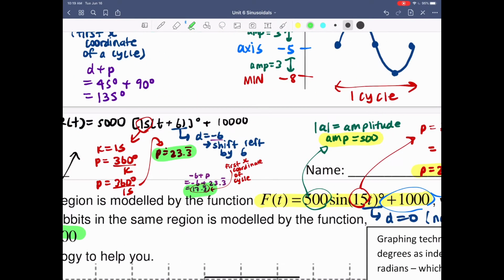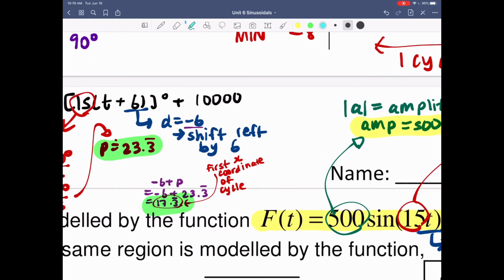So I'm not done. I actually have the 10,000 left, which I almost didn't notice. So I'm going to use the light blue because I've been using that. That is going to represent my axis because C is equal to the axis. And so that is equal to 10,000.